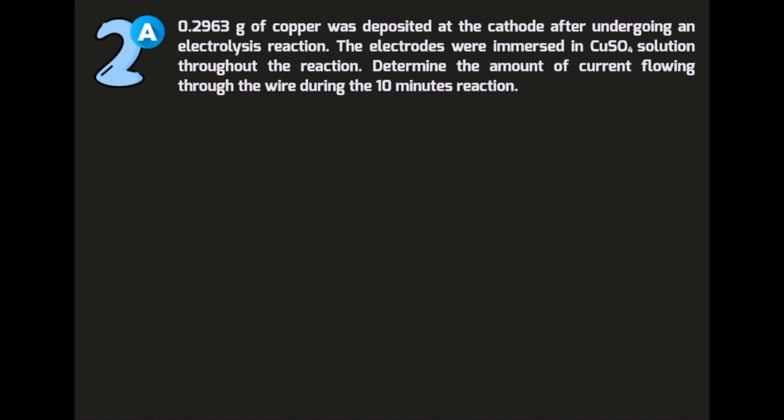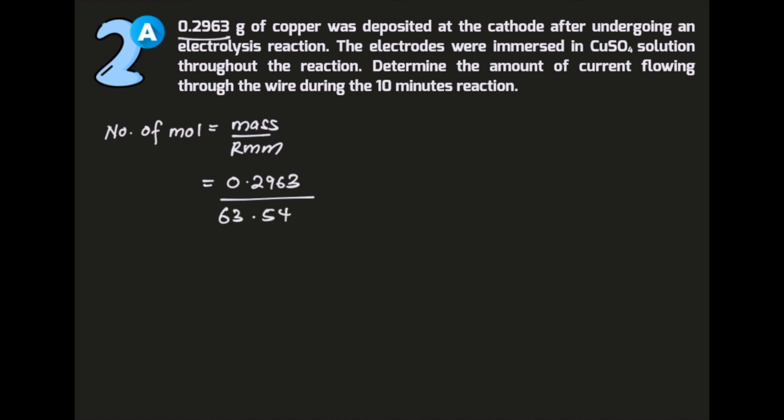Since you were given the mass of the copper which is deposited at the cathode, therefore we can calculate the number of moles. So number of moles is equivalent to mass over RMM. So the mass given to you in the question is 0.2963. And from the table you can find the RMM for copper, which is 63.546.